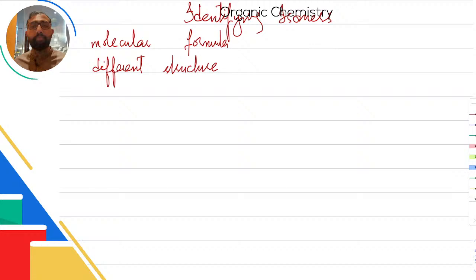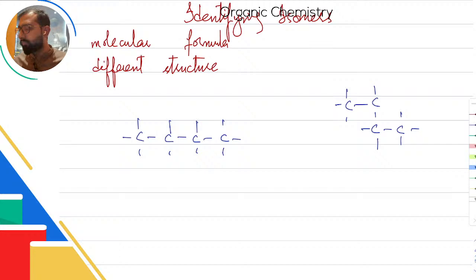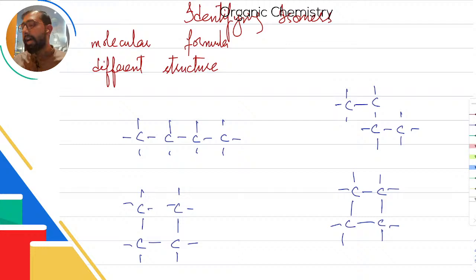So until both of these statements are correct, you cannot say that they are isomers. All right? So let me give you an example. Examiner says that identify if this compound or this compound, these compounds, are they isomers or not? Or which of them are isomers? So let's suppose this is A, this is B, this is C, and this is D. Which of these are isomers?